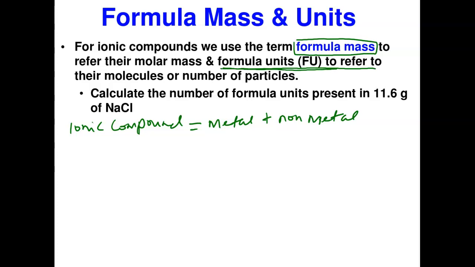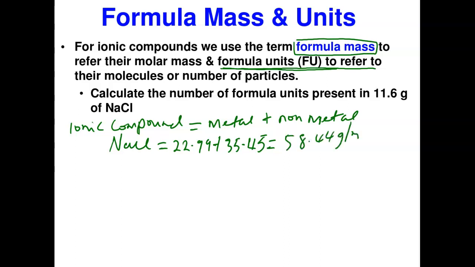So a good example here is that it says calculate the number of formula units present in 11.6 grams of sodium chloride. The first thing I need to do is to calculate the molar mass of sodium chloride. And molar mass of sodium chloride will be sodium weighs 22.99 plus chlorine weighs 35.45. If you add both of those together, it's going to give you 58.44 grams per mole.